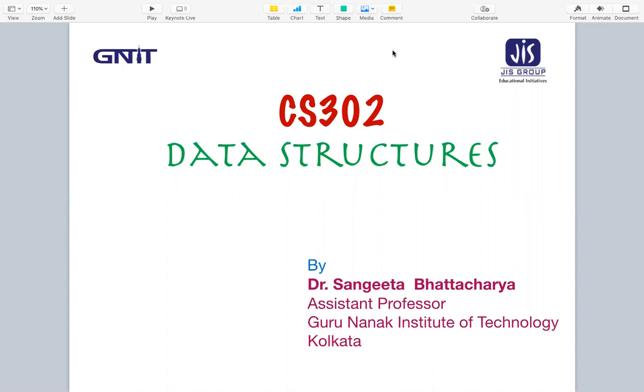Now, given a problem, we have seen that there are multiple ways in which we can program them. Throughout this course, we will be learning how we can use the concept of data structures to efficiently write the program, both in terms of time and memory space.